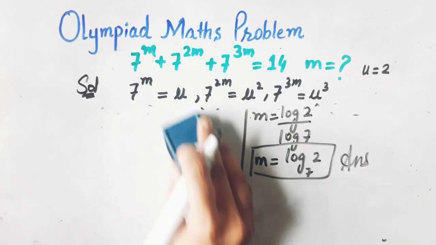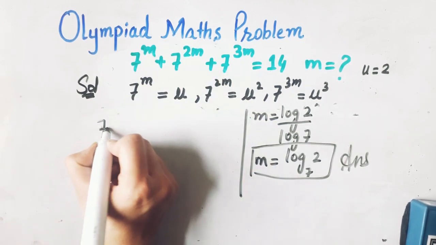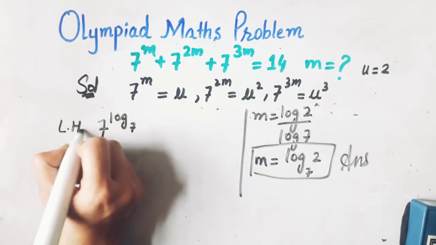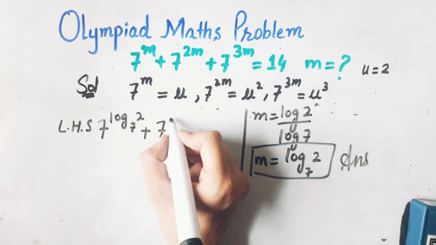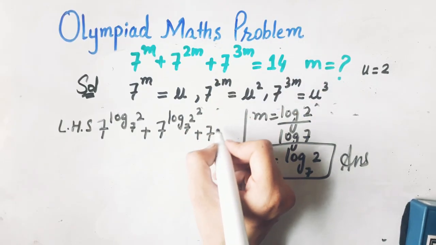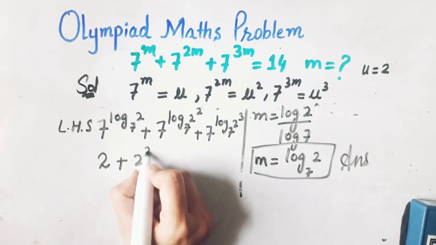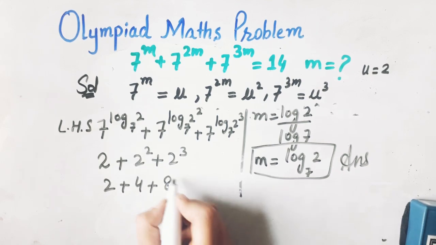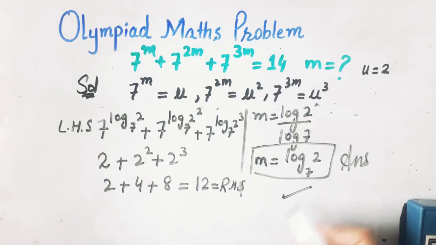Now we will do the verification. So for verification we will substitute this value. So 7 raised to log base 7 of 2 in the left hand side, plus 7 raised to log base 7 of 2 squared, plus 7 raised to log base 7 of 2 cubed. So this will become 2 plus 2 squared plus 2 cube, that is 2 plus 4 plus 8, that is 14, that equals right hand side. So it means our answer is correct.